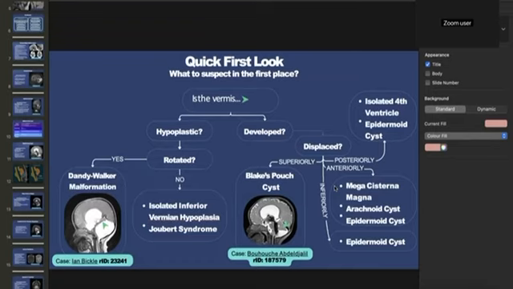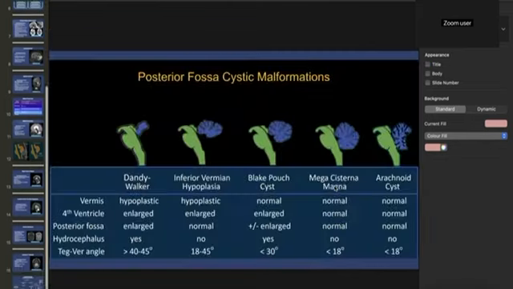If the vermis is developed but displaced superiorly, it is Blake's pouch cyst. If it is displaced inferiorly, consider epidermoid cyst. If it is anteriorly displaced, megacisterna magna, arachnoid cyst can be considered. Posteriorly, if it is displaced, isolated fourth ventricle and epidermoid cyst can be considered.